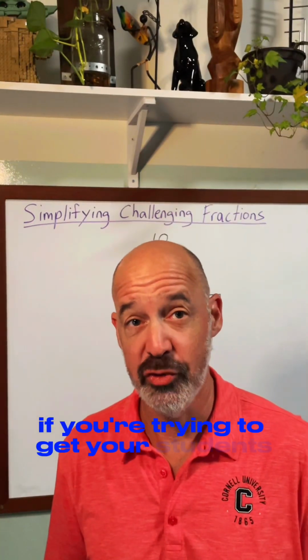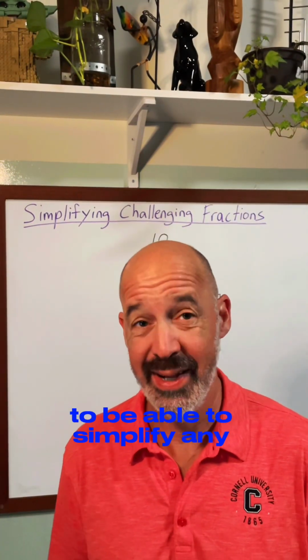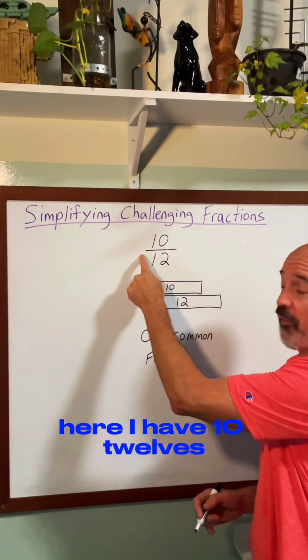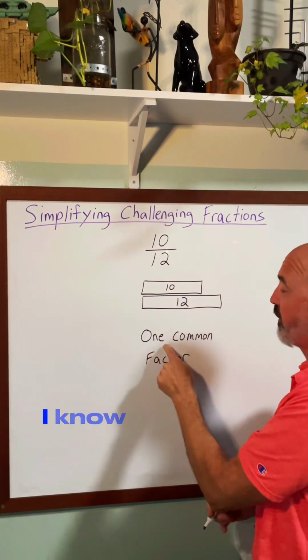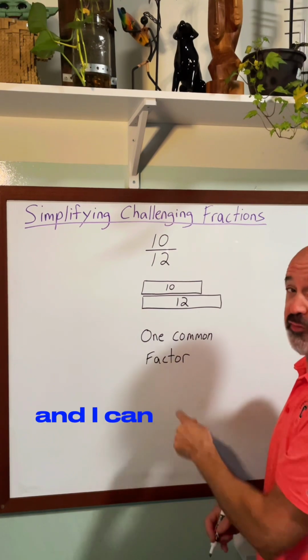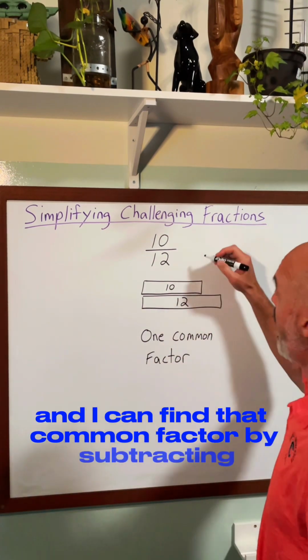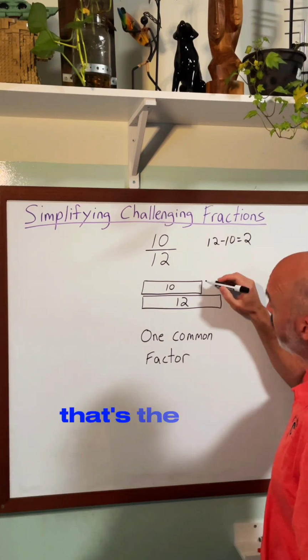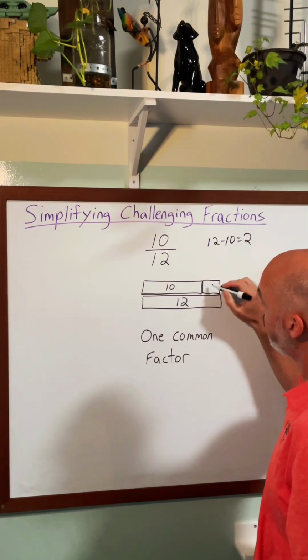If you're trying to get your students to be able to simplify any fraction, try this. Here I have 10/12. I've drawn 10 and 12. I know they have one common factor, and I can find that common factor by subtracting. 12 minus 10 equals 2. That's the part right in here, actually.